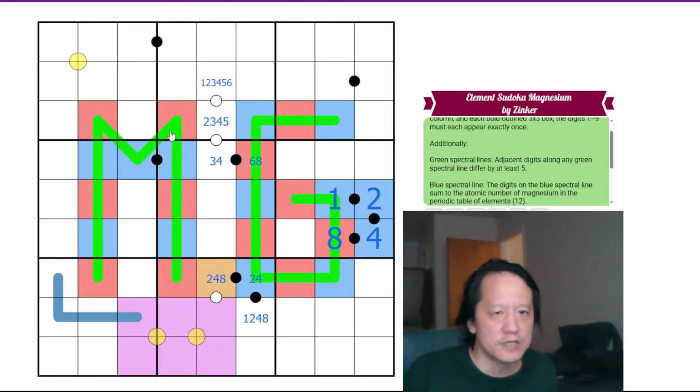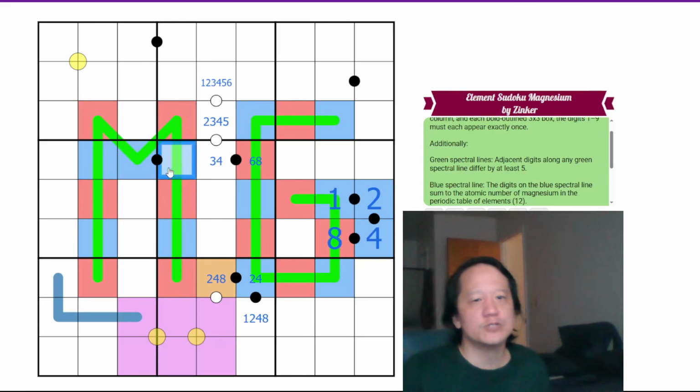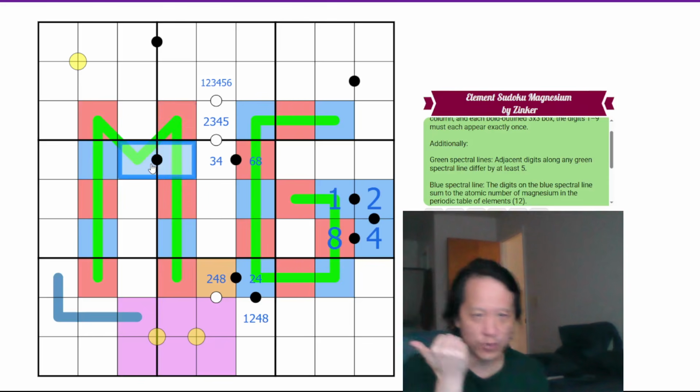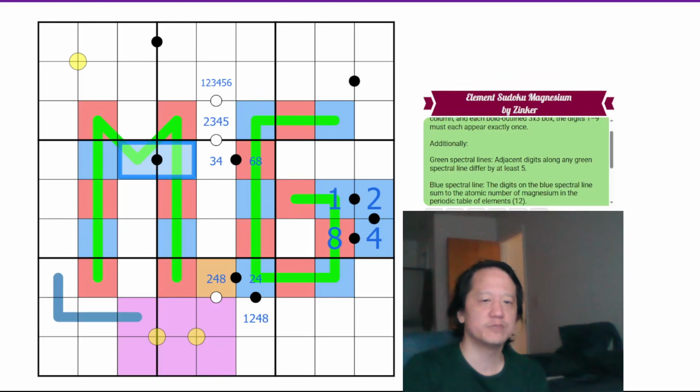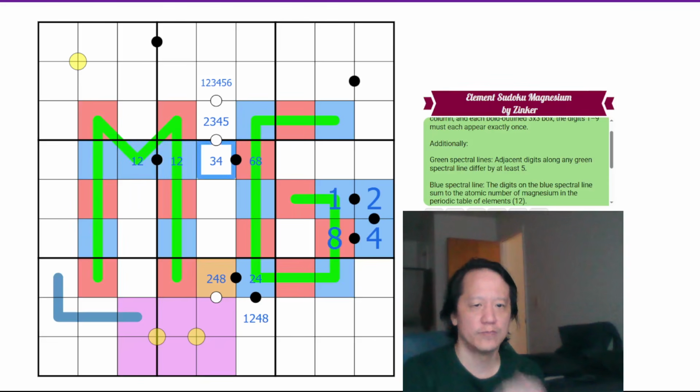But this digit is next to 2 unique digits on a whisper 5 line. This digit is next to 2 unique digits on a whisper 5 line, which means none of them can be 4, because 4 can only be next to 1 unique digit on a whisper 5 line. So this must be a 1-2 pair here. Okay.